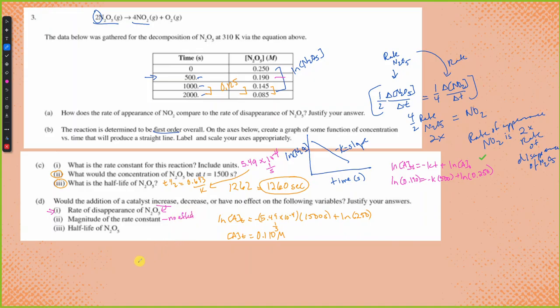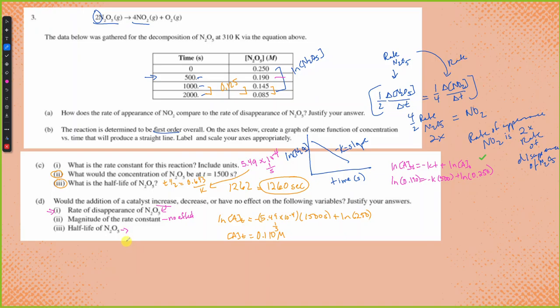Half-life. Half-life is sped up with the catalyst, because it speeds up the chemical reaction. That should decrease the half-life. If it's going faster, it takes less.